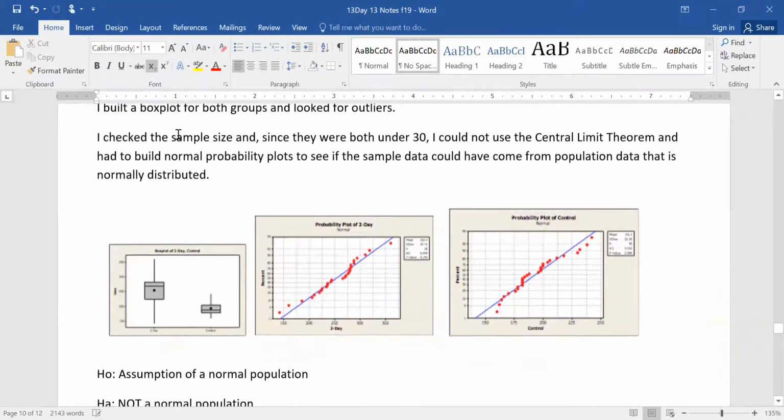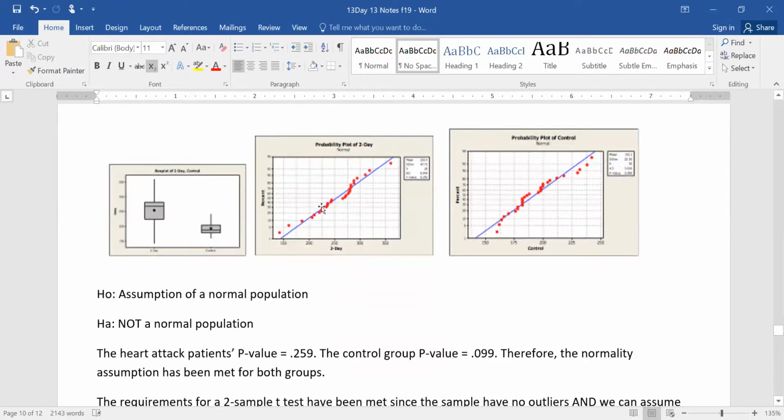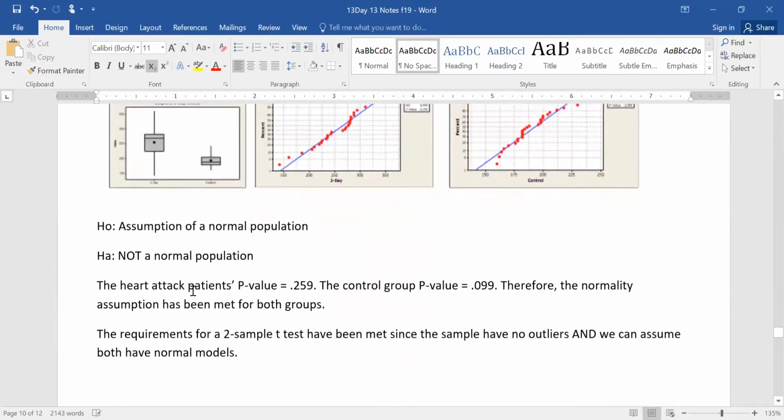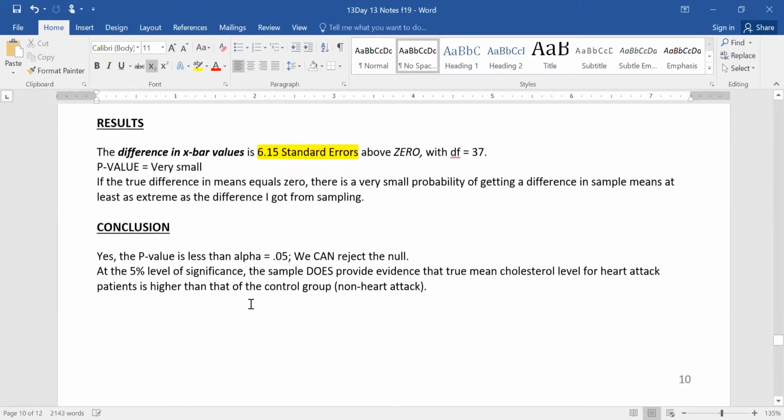I just have little write-ups, right? About my normality, about not having any outliers. Look at this for my normality test here. So my null is that I assume normal. The alternative is I cannot assume normal. And then I do one write-up right here. So the heart attack patient's p-value is 0.259, control is 0.099. Therefore, normality has been met for both. You can write it like that, very simply stated. You don't have to separate it out, even though I have to. You can address them both at the same time. Okay, so that seems like a little longer, but I think it will go fast once you're doing it on your own.